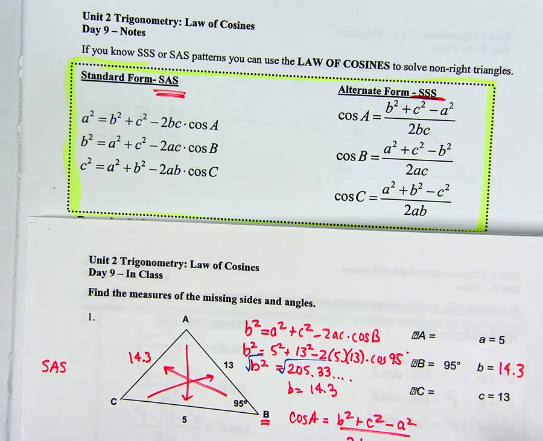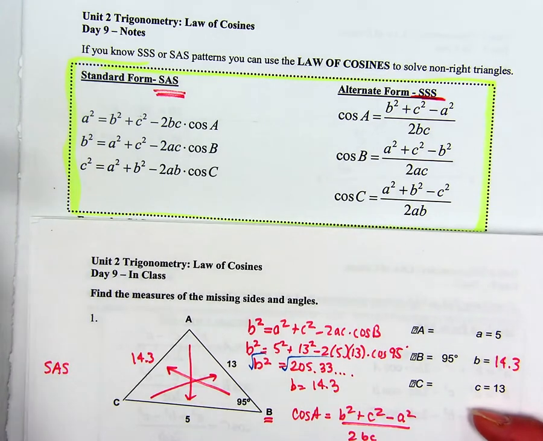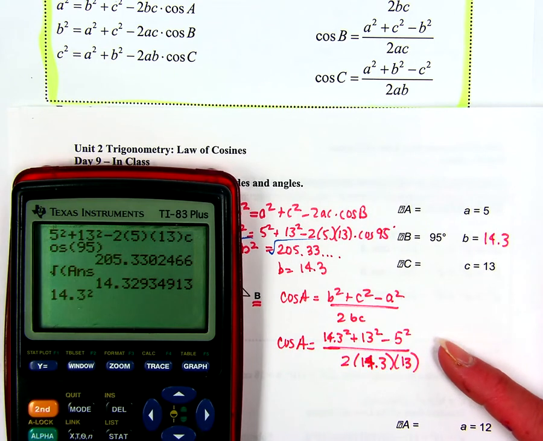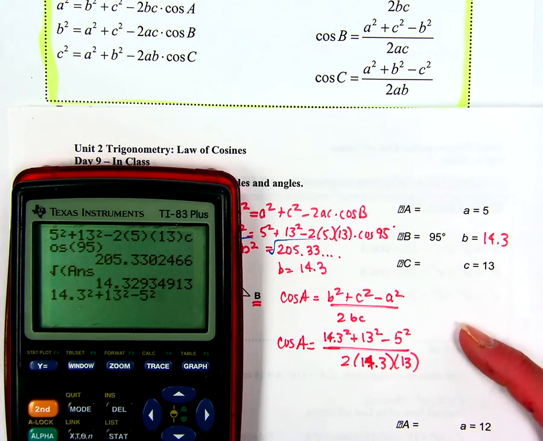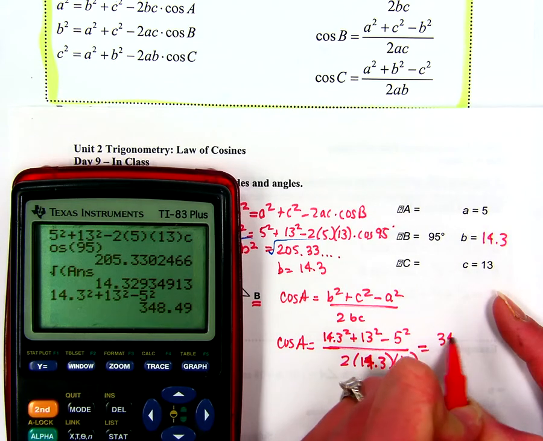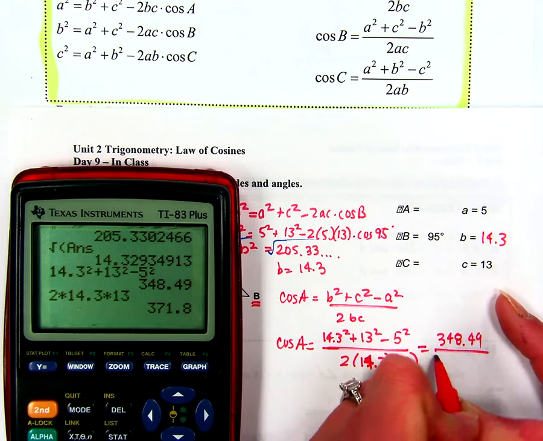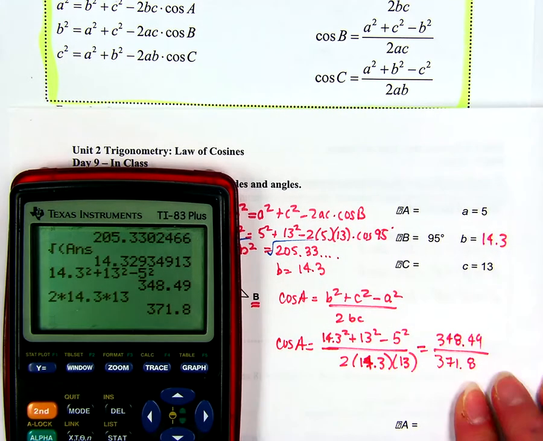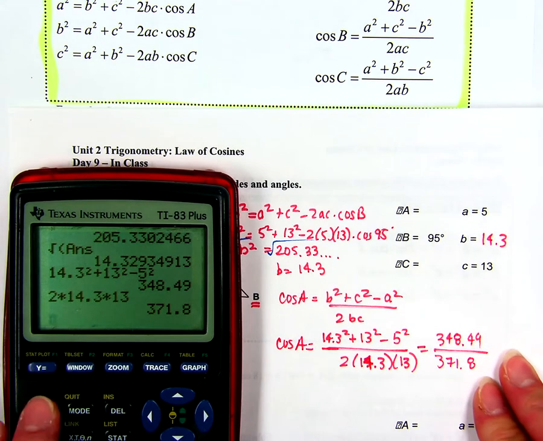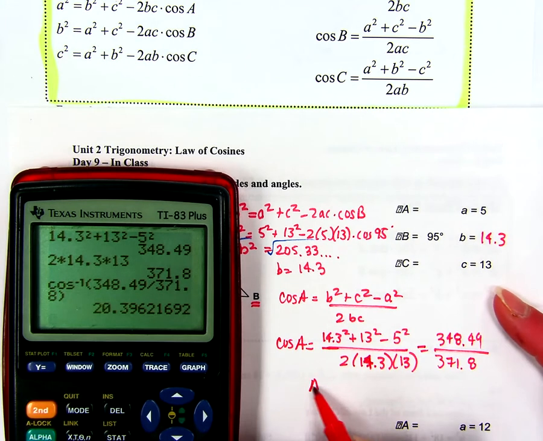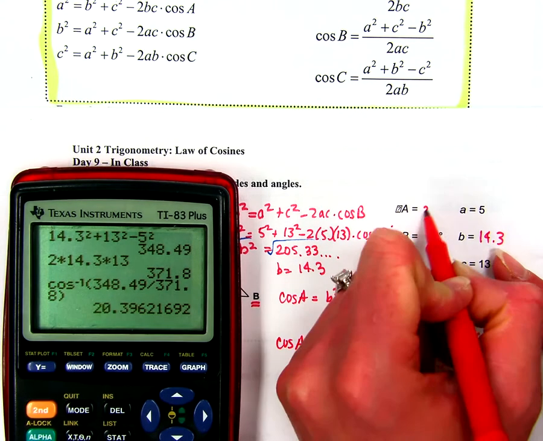All right, so now when you put this in your calculator, I'm going to do the numerator first just to get one answer. So 14.3 squared plus 13 squared minus 5 squared. That gives me 348.49 over 2 times 14.3 times 13, which is 371.8. Now that's not actually angle A, that's cosine of angle A. So remember from a few days ago, if you're finding your angle, you do inverse cosine. So we're doing inverse cosine of 348.49 divided by 371.8. All right, so angle A is 20.4 degrees.